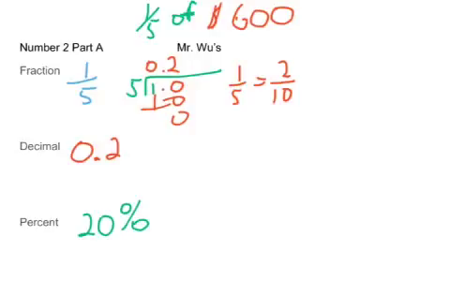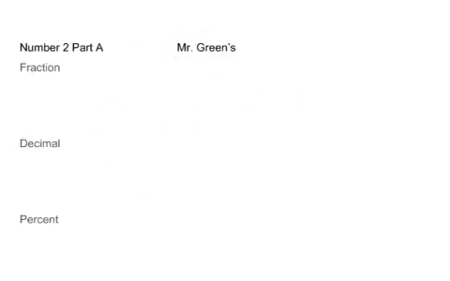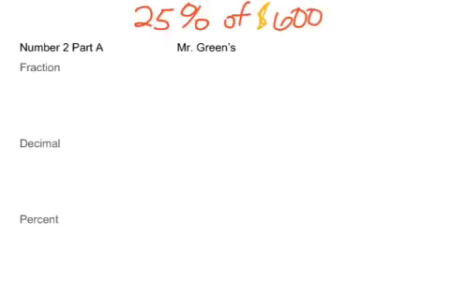So Mr. Wu's class had actually earned 20% of their goal. Let's look at Mr. Green's class. It told us very specifically that Mr. Green's class had already earned 25% of the $600 goal. All right. So again, you were asked to create a fraction, decimal, and percent equivalent. You were given the percent for Mr. Green's class, so we're looking for the equivalent decimal and fraction of 25%.